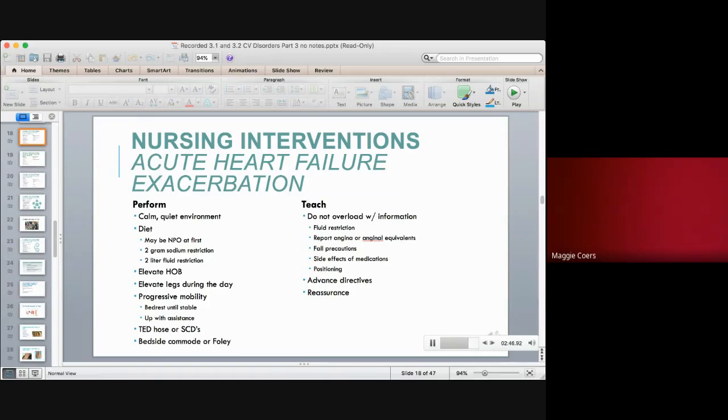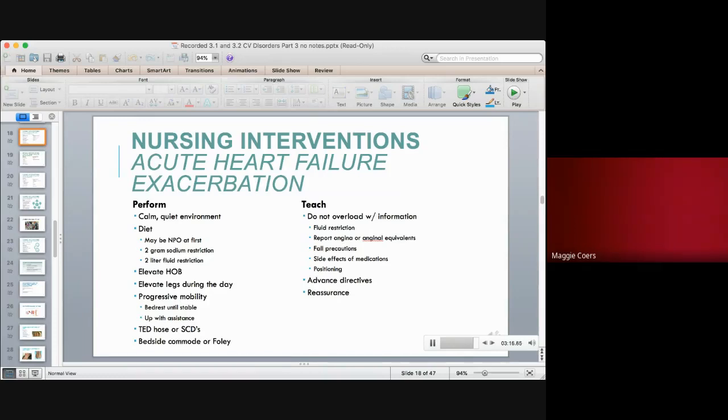So we want to make sure we instruct on the fluid restriction of 2 liters of fluid or less a day, and to report any angina or anginal equivalent events. Fall precautions are very important. Some of the medications might make them dizzy, but also they need to allow themselves time to get up to the bathroom, okay? Because once Lasix kicks in, it usually kicks in very fast.